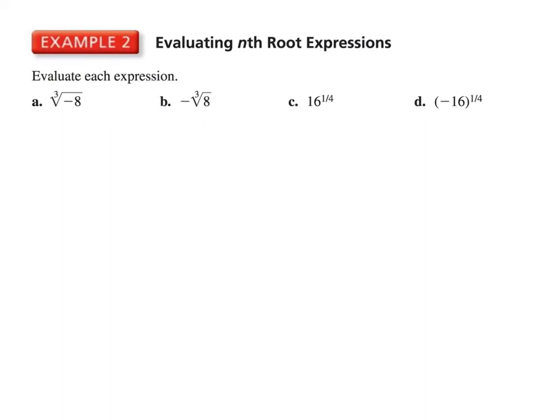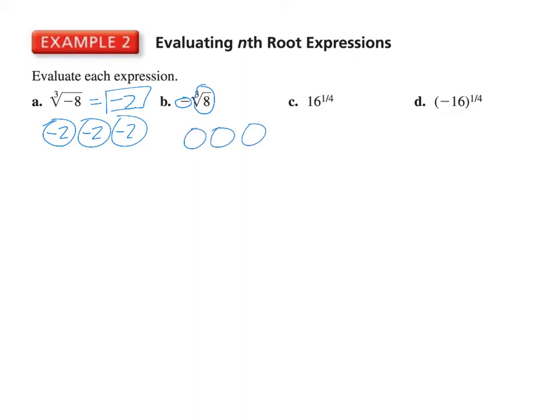Go on to the next example. Evaluate each expression. Here we have the third root of negative 8. So what times itself is negative 8? Well, that would be negative 2. And what do we have next? Notice that the negative is outside here, so you don't mess with that till the very end. What times itself is 8? Well, 2 times 2 times 2 is 8. So I have 2, but I had this negative outside the whole time, so I have to make sure to attach that at the end.